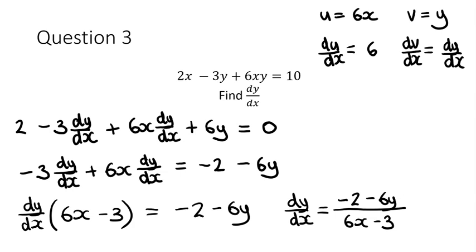And that is one potential answer. If you don't like all these negatives on top, you could multiply through by -1, in which case you'd multiply the top and the bottom by -1. So you'd have 2 plus 6y on the top and 3 minus 6x on the bottom. That would also be an acceptable answer.